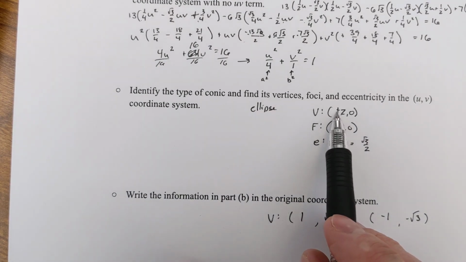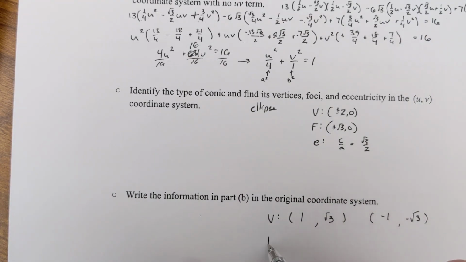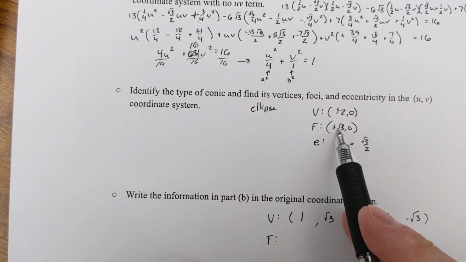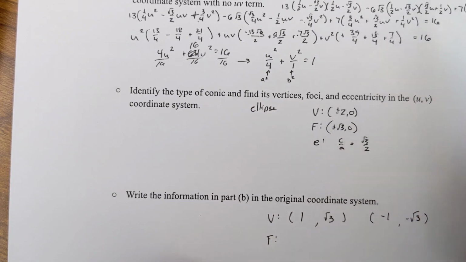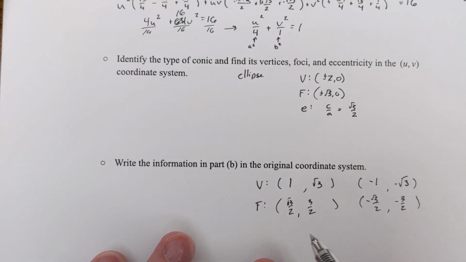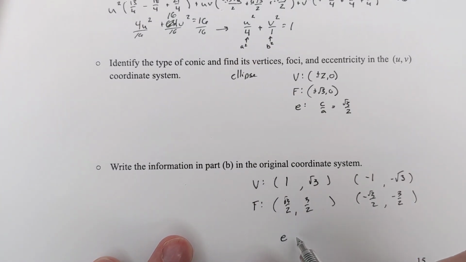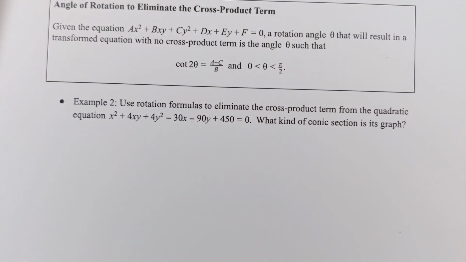So I'm plugging u and v into these formulas, but I have to do it twice, one for positive 2, one for negative 2. For the foci, I do the same thing, plug root 3 positive and 0 into these equations to convert them. So that would give me root 3 over 2, comma, 3/2, and negative root 3 over 2, negative 3/2, if you work them out. The eccentricity is actually the same because eccentricity doesn't depend on the orientation. It's a property of the ellipse itself.